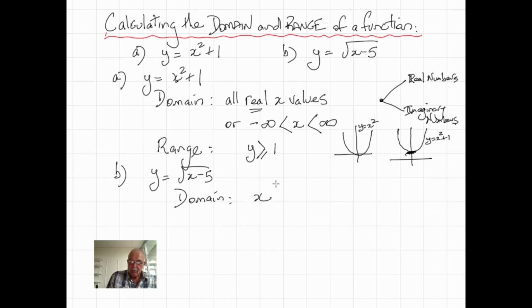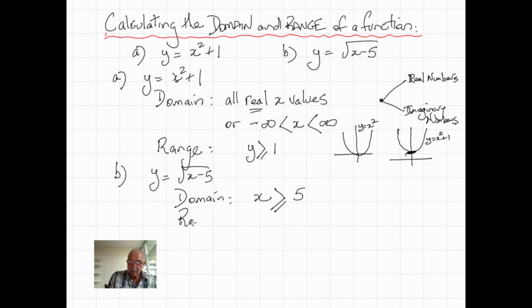So we've got to say that x is greater than or equal to positive 5. So all values of x greater than or equal to 5. 5 will give us 0, and you can find the square root of 0, which is 0, so 5 is okay. But obviously anything bigger than 5 will make that a positive, and you can then find the square root of that.